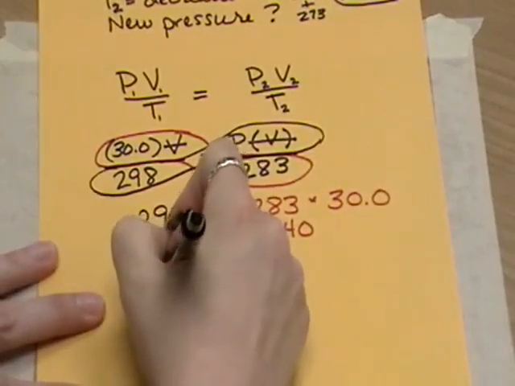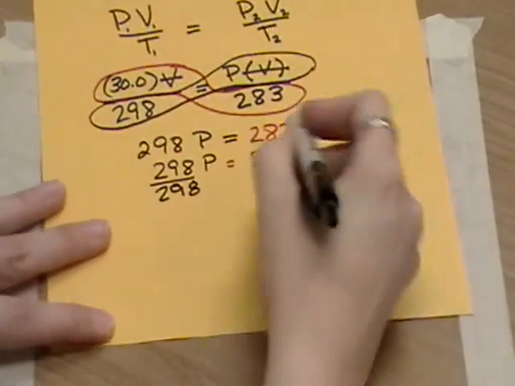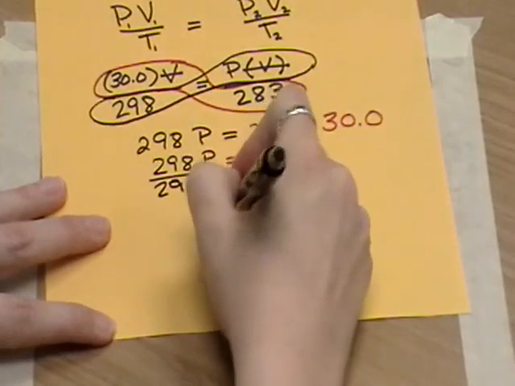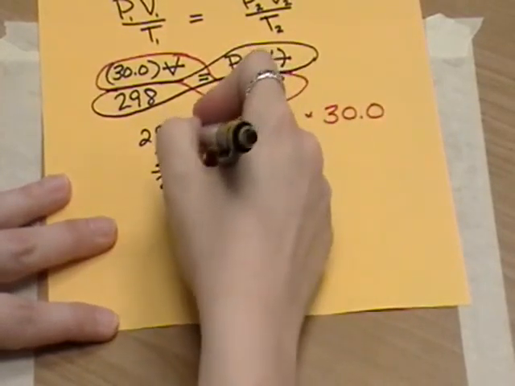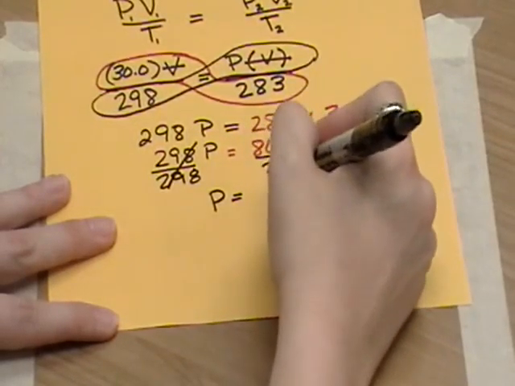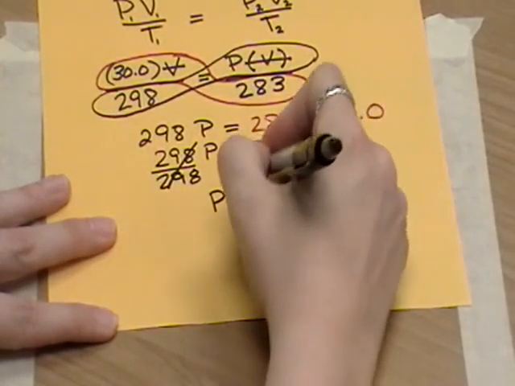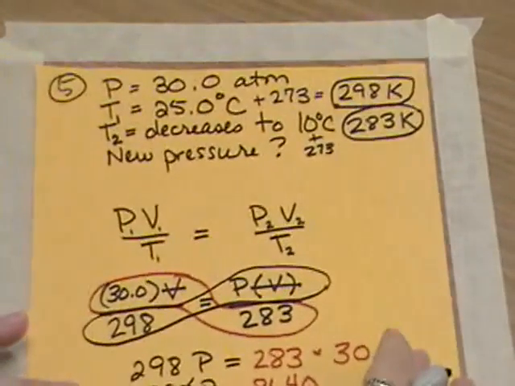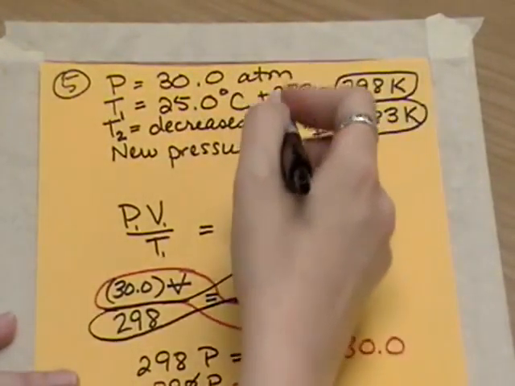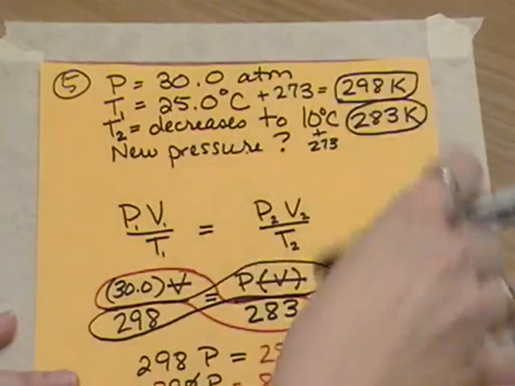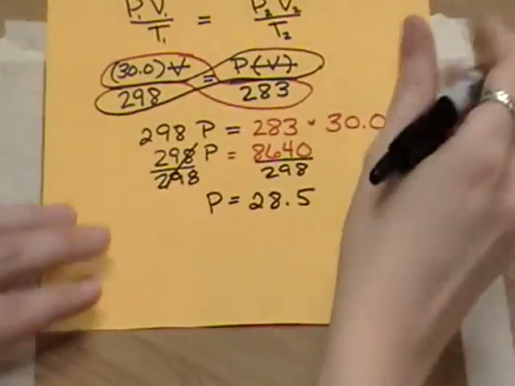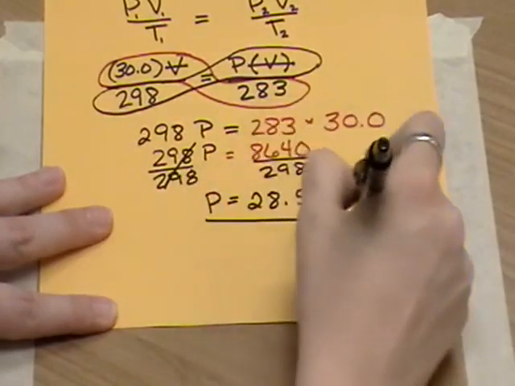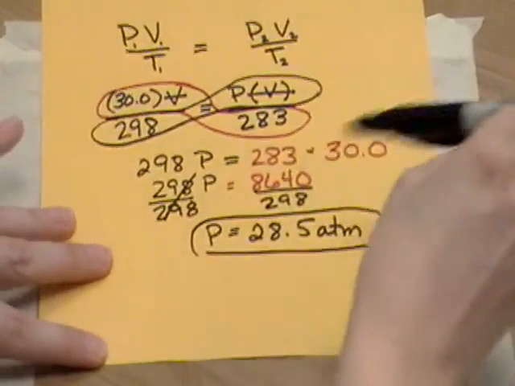And when I do this side, it's exactly the same. 298 P, divide by 298, divide by 298, and I get P, that crosses out. P equals whatever this is, which is 28.5. And then I go back here for units. I want to know pressure, and pressure is measured in atmospheres in this problem. So 28.5 atmospheres is the final pressure.